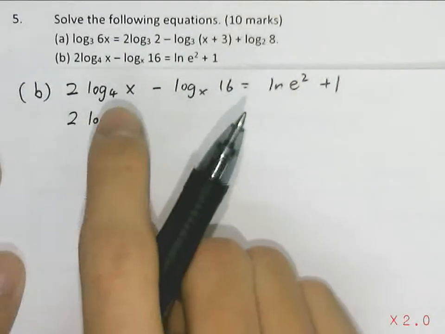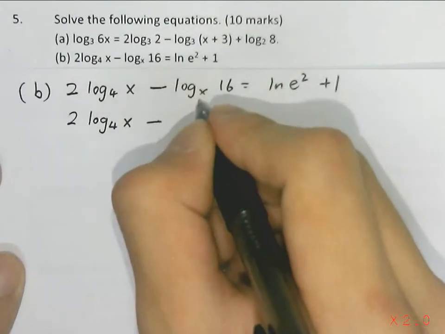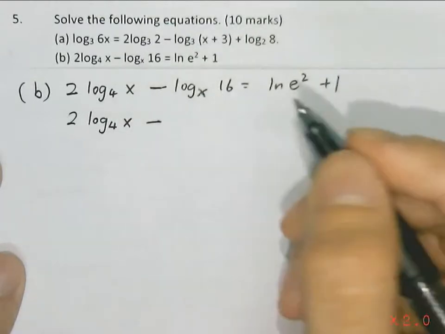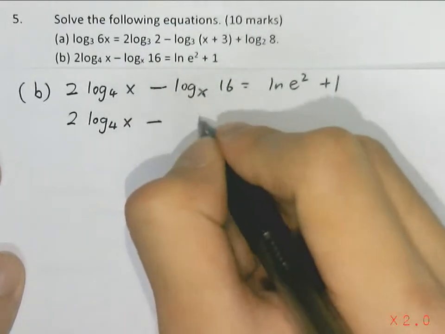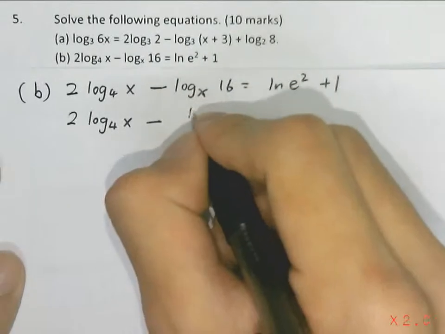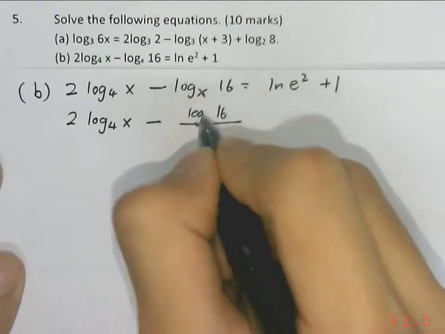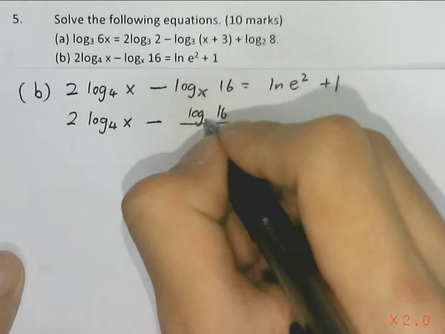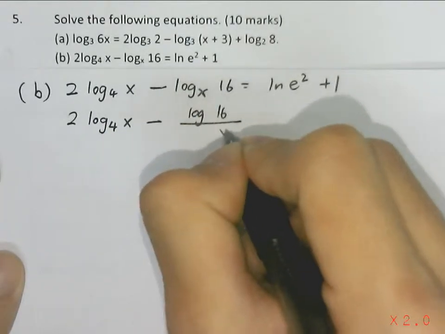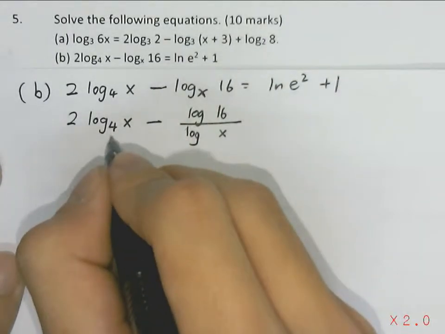So I'll keep this as 2 log x base 4 first, because I want to change the log base x second term into a log base 4 term. So the change of base rule applies over here. The number is for the numerator, so log 16. Now the base we will put as 4. So the base here, x below, we can choose any base we like. So in this case we will use base 4.